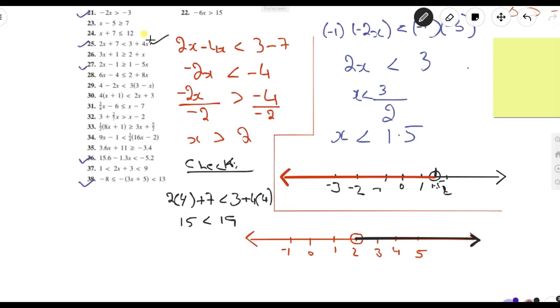I just write solution set in short, but you must not do this. So: the set of all x such that x is greater than 2. That's how you express it. So all those x which are greater than 2 are the solution, and that's it. Okay, I hope it's clear.